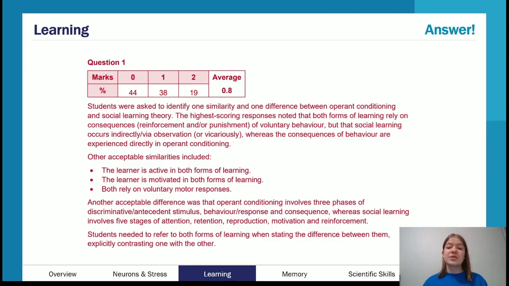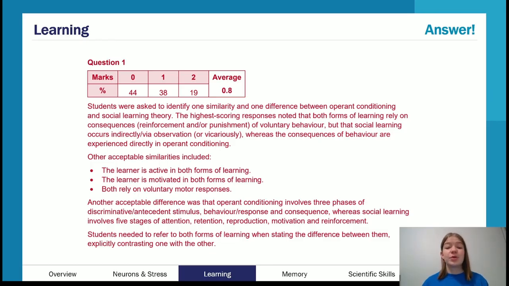So the high scoring responses noted that both forms of learning rely on consequences, i.e. reinforcement and punishment, of voluntary behaviour. Remember that classical conditioning is the one that deals with involuntary behaviour. But with social learning theory, this can occur indirectly via observation, which we can also call vicarious conditioning. However, in operant conditioning, the consequences of behaviour are directly experienced. Other similarities you could talk about included that the learner is active in both forms of learning, the learner is motivated in both forms of learning, and that both rely on voluntary motor responses.